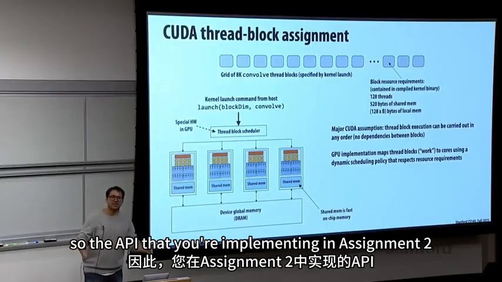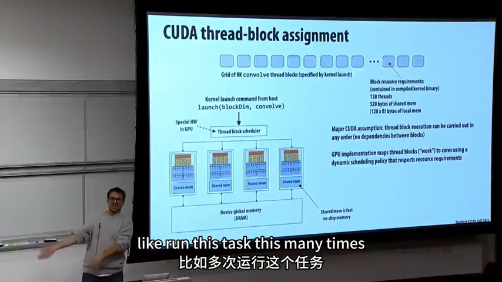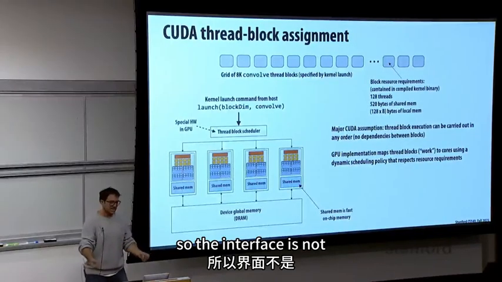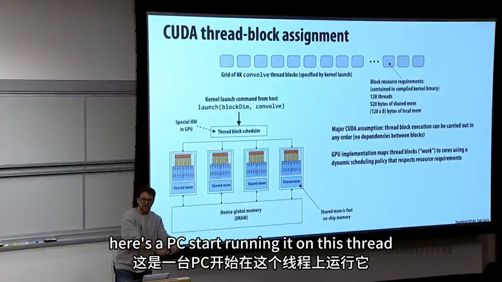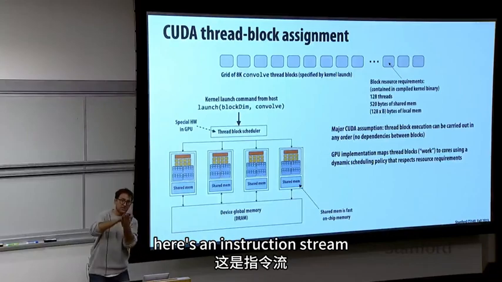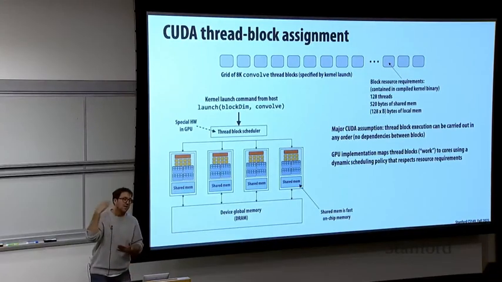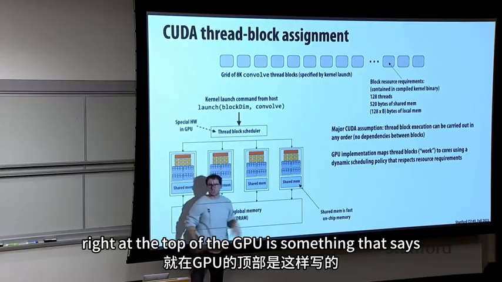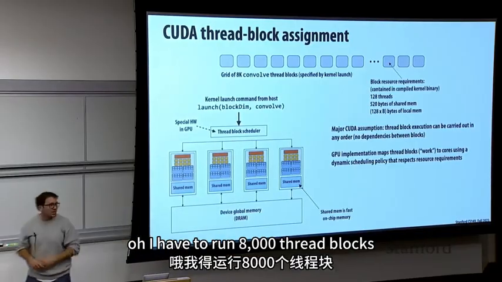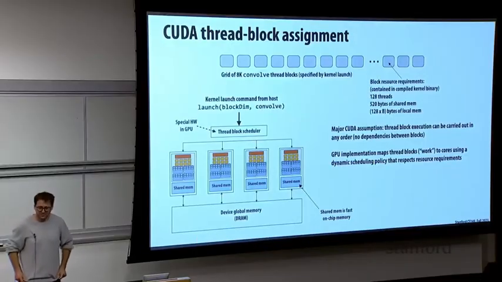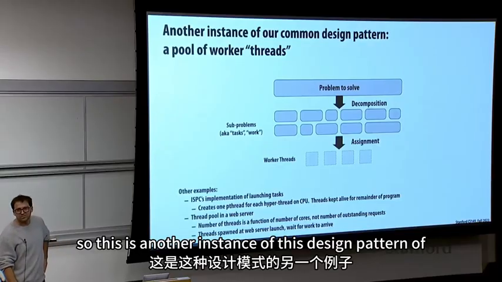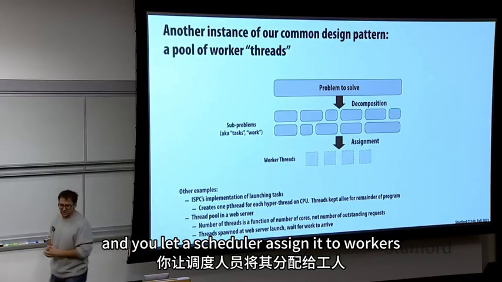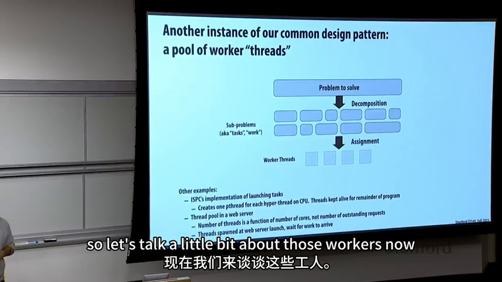So the API that you're implementing in assignment 2, like run this task this many times, remember, that's the interface to the hardware now. The interface is not, here's a program, here's a PC, start running it on this thread. The interface to the hardware is, here's an instruction stream, a program binary, please run all of these thread blocks of it. And in the hardware, right at the top of the GPU is something that says, oh, I have to run 8,000 thread blocks, I've got 4 cores, let's get to work. Okay? So this is another instance of this design pattern of you declare independent work and you let a scheduler assign it to workers. So let's talk a little bit about those workers now.